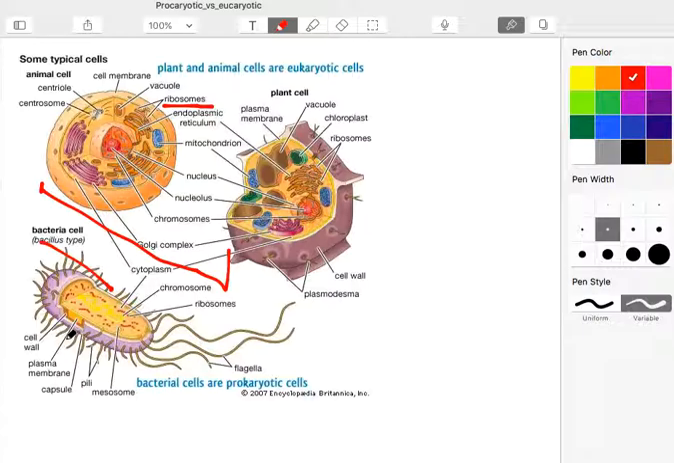Okay, the size of ribosome is different, and in the case of eukaryotic cells, you can see ribosomes scattered on the surface of endoplasmic reticulum, and you can see endoplasmic reticulum without ribosomes too. So there are two kinds of endoplasmic reticulum you can see here. One is rough endoplasmic reticulum and one is smooth endoplasmic reticulum.